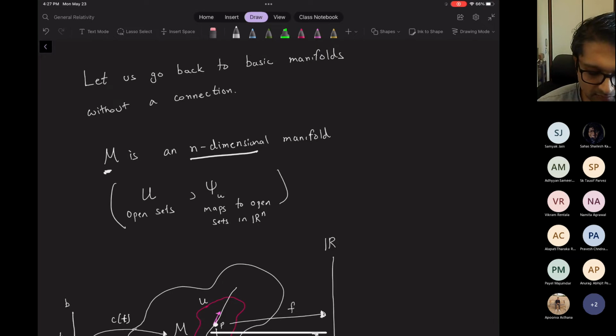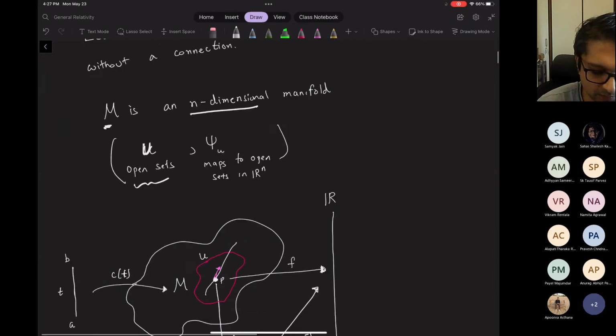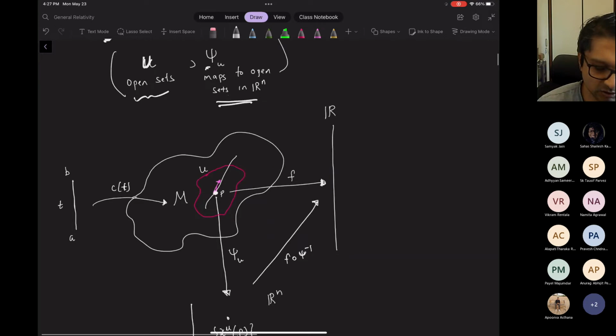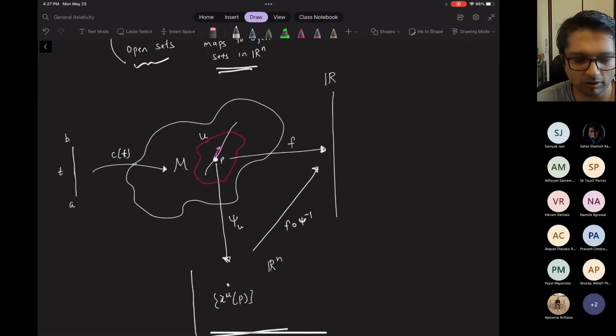And what does it mean to be a manifold? Well, it means that there are open sets U, and there are mappings from these open sets into Rn. Once I have these mappings, essentially those are coordinates that I can assign to M, but those coordinates can be assigned locally, not necessarily globally. And I have to patch together these coordinates to cover the entire space.